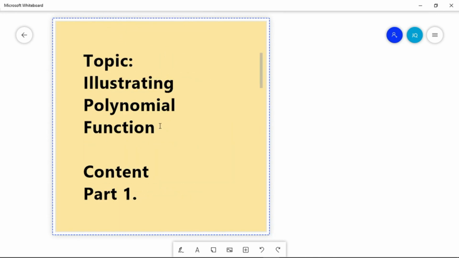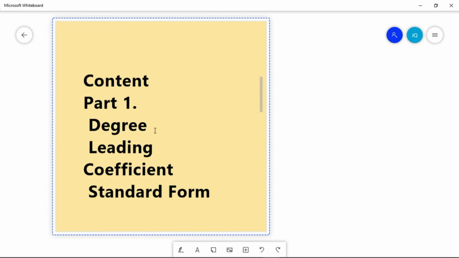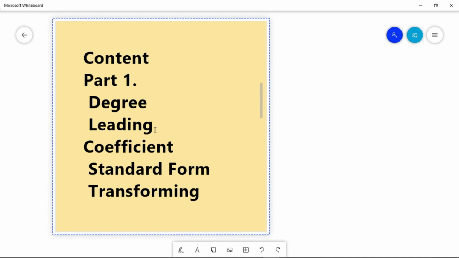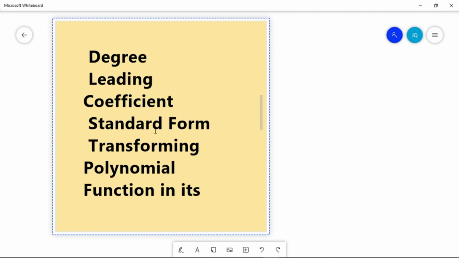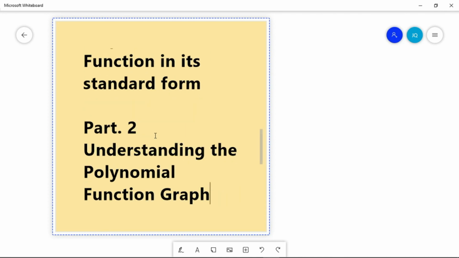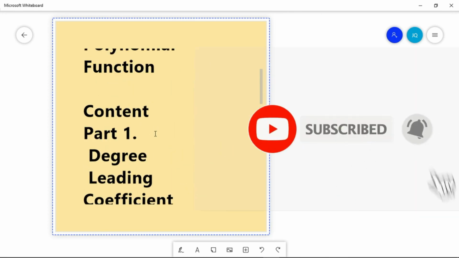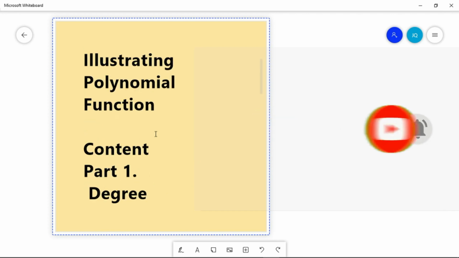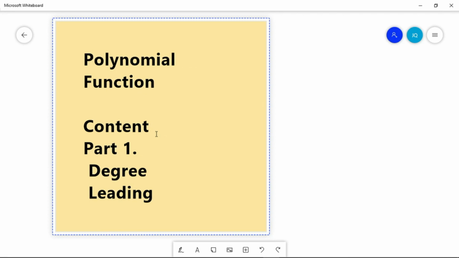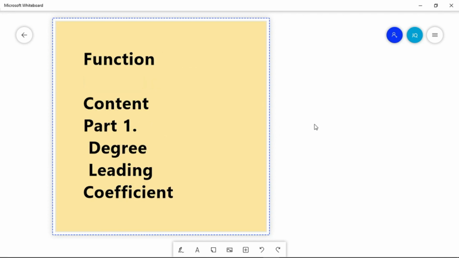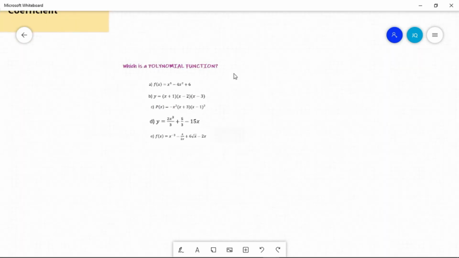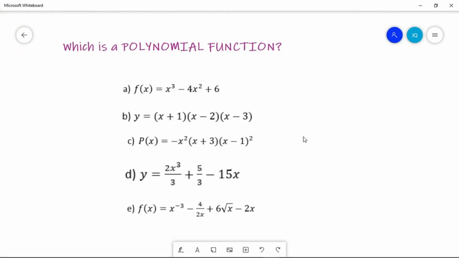And in this topic we are going to have two parts. So first part would be discussing about degree, leading coefficient, standard form, and transforming polynomial function in its standard form. And then the second part is understanding the polynomial function graph. And are you ready? So let's go to our first part, and to begin with, I have here an activity. So from the following given, which do you think is a polynomial function?